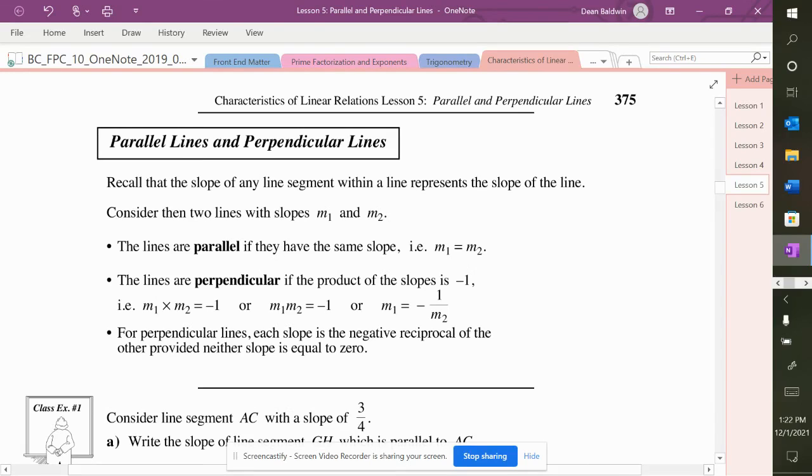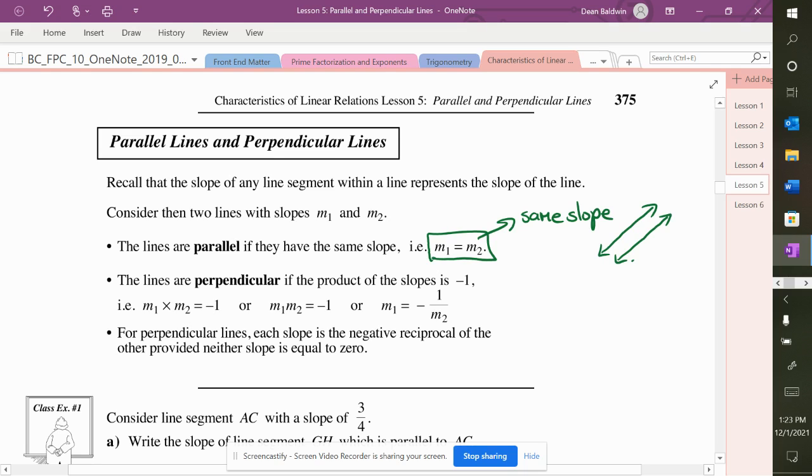Perpendicular lines. If I say two parallel lines, don't just read it off the board. What does that mean? Next to each other. They're right next to each other. That is perfect. Parallel lines have the same slope. So they look like that.